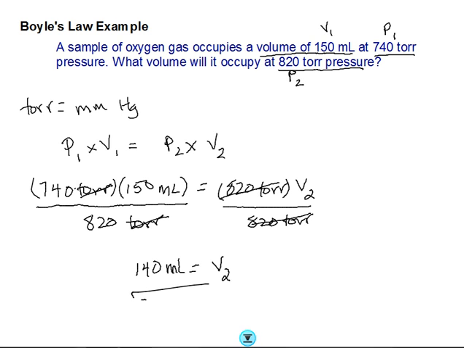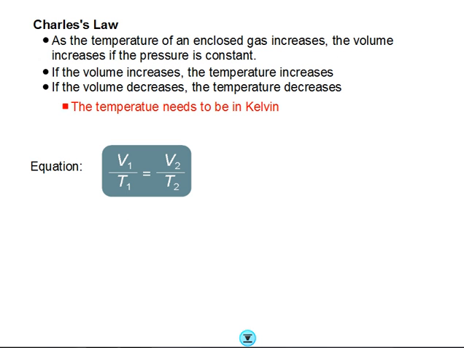All right, so that's using Boyle's Law. Okay, let's take a look at our second gas law we're going to be working with, and that's Charles' Law. Charles' Law involves volume and temperature, and this is a direct relationship which states that if the volume increases, the temperature increases, and if the volume decreases, the temperature also decreases.